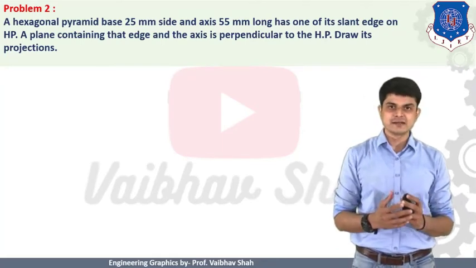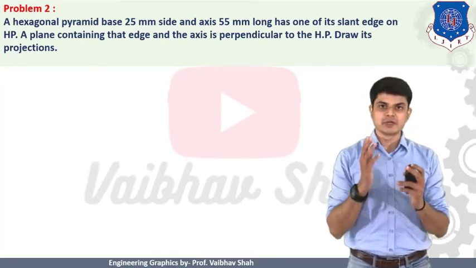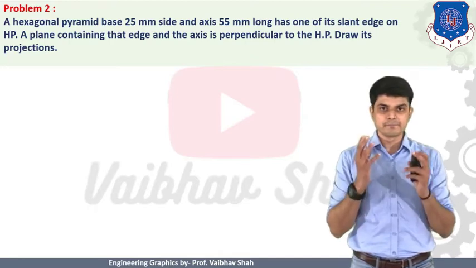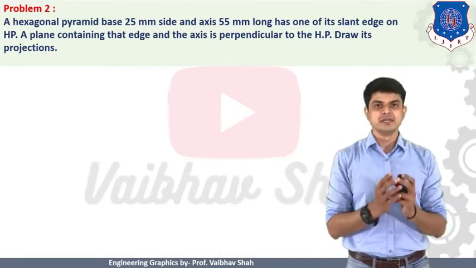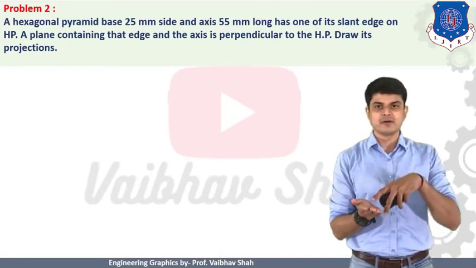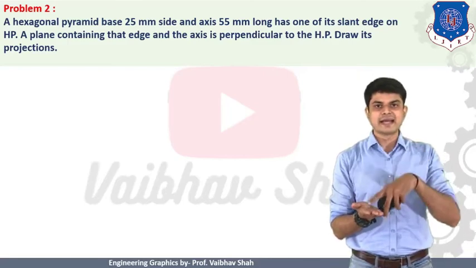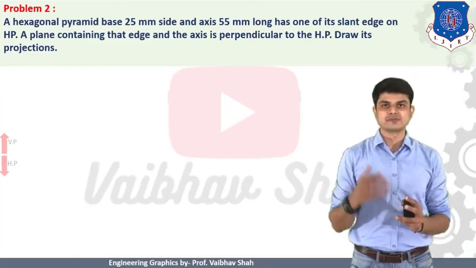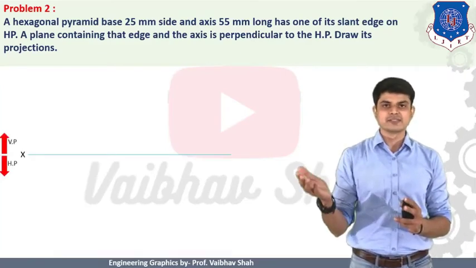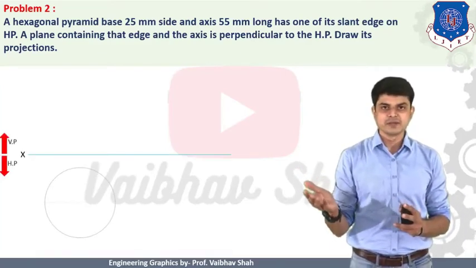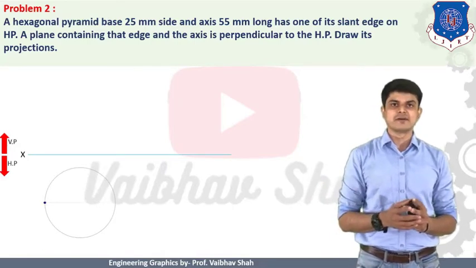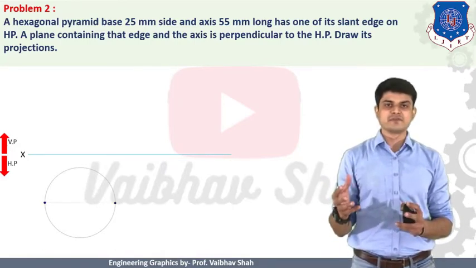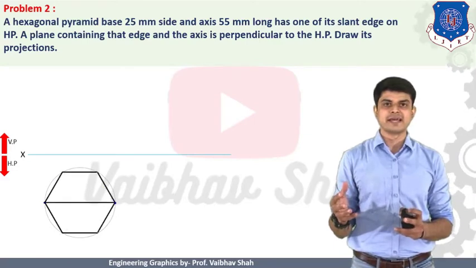So now let us start. If your axis is perpendicular to HP, that means what? Your base must be resting on HP. If your base is on HP, then only your axis can be perpendicular to HP, right? So let us first start with your XY line. We will be starting with the XY line. This is nothing but your XY line, as you can see. Thereafter we should start constructing our hexagon resting on HP first. So let us construct our hexagon resting on HP like this.